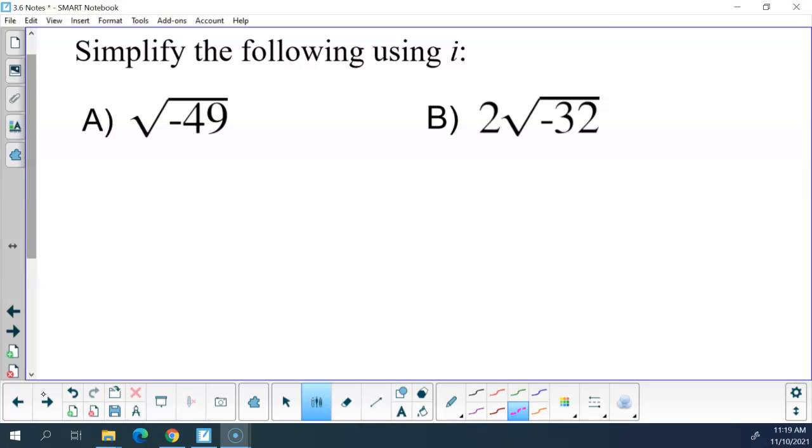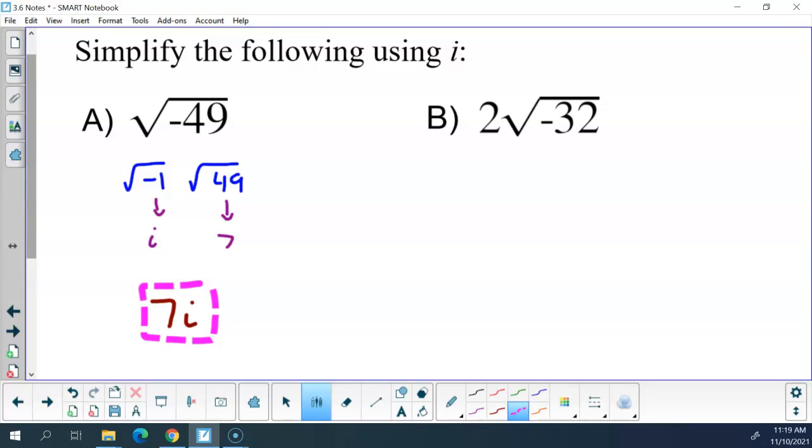All right. So, square root of -49 is going to be the square root of -1 times the square root of 49. Right? What's the square root of 49? 7. What's the square root of -1? I. So this is just 7i. Questions, comments, concerns? So it's 7i, not 7 plus i. Nope, 7 times i. Because all we're doing is multiplying.